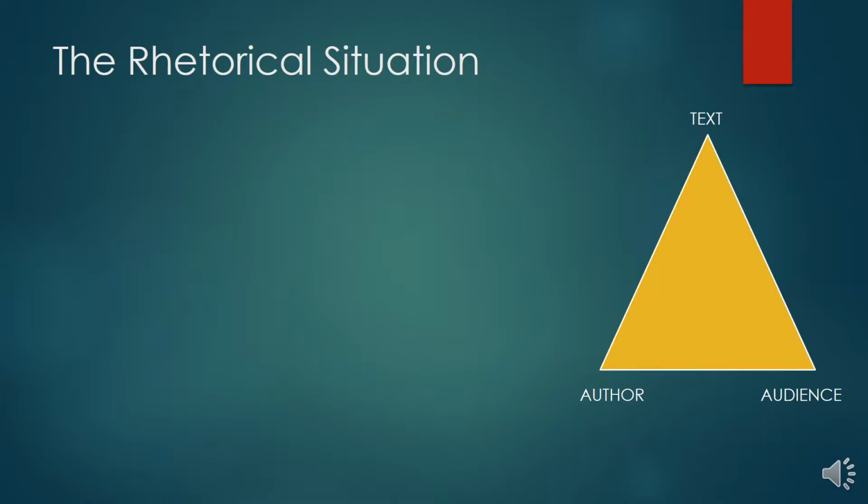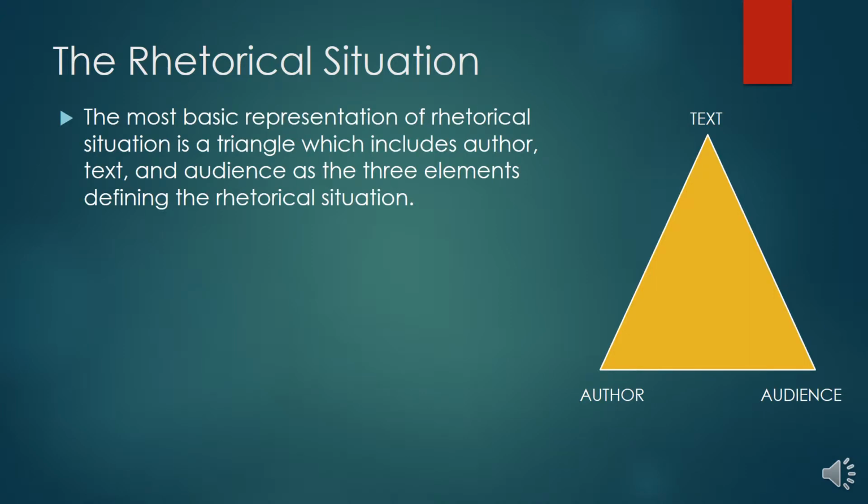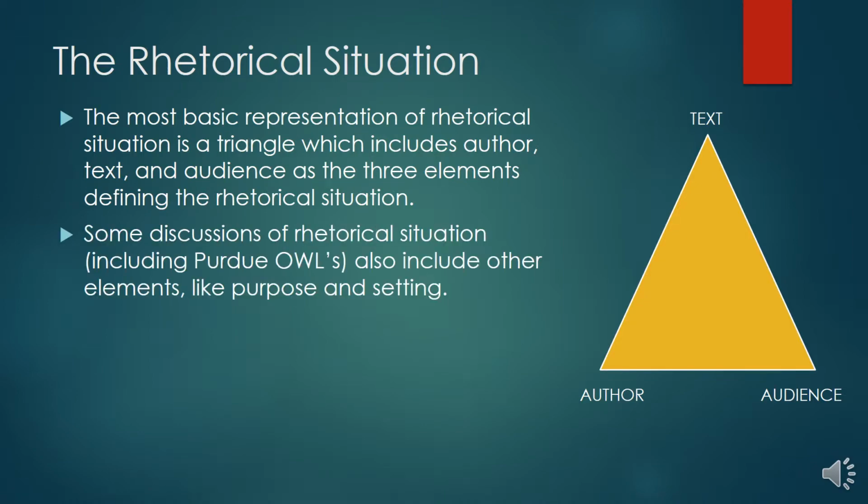On to the rhetorical situation, which was also in your reading this week. The most basic representation of the rhetorical situation is a triangle, as seen here, with text, audience, and author, as I'm indicating here, as the three elements defining the rhetorical situation. Some discussions of rhetorical situation, including the Purdue OWL discussion, also include other elements like purpose and setting, but the classic three are text, author, and audience.